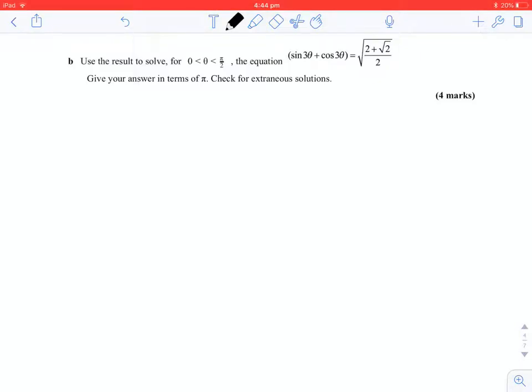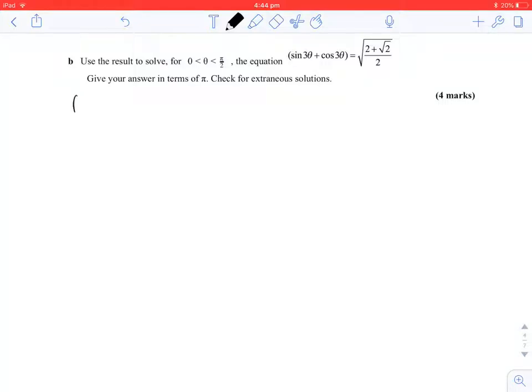Question 2b, use the result to solve for theta being between 0 and pi over 2. The equation sine 3 theta add cos 3 theta is equal to the root of (2 add root 2) over 2. Give your answer in terms of pi. Check for extraneous solutions. So what we've got is something very similar to what we had before.